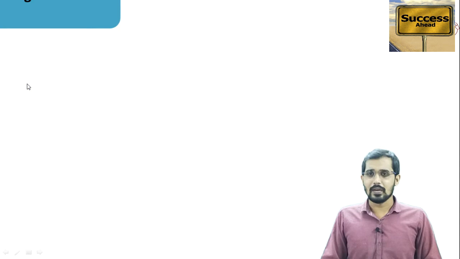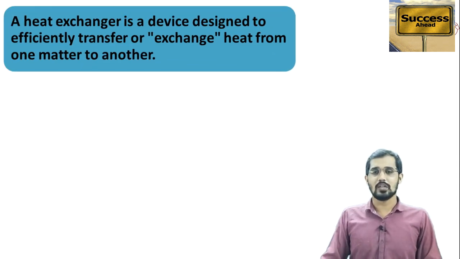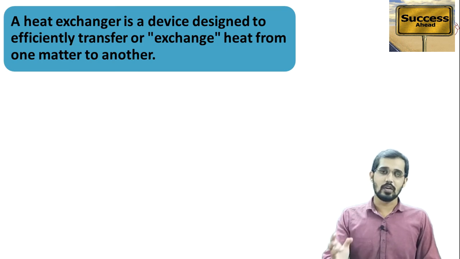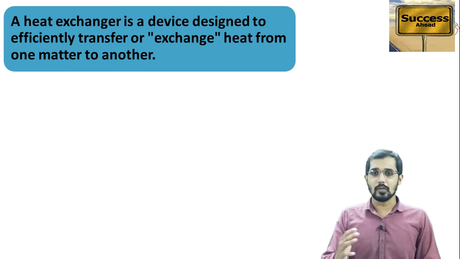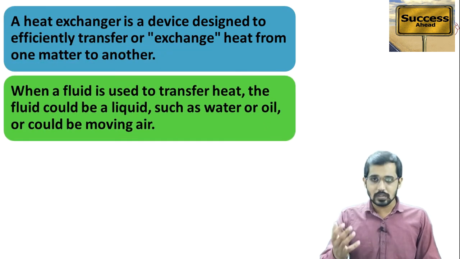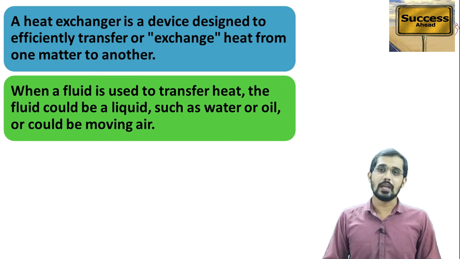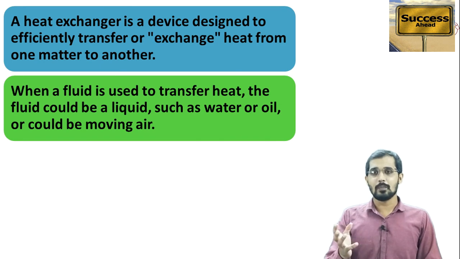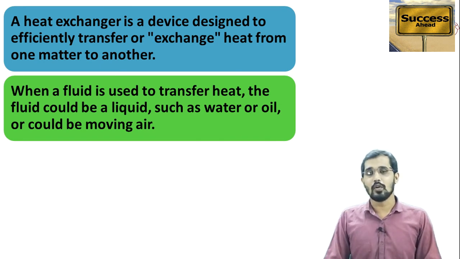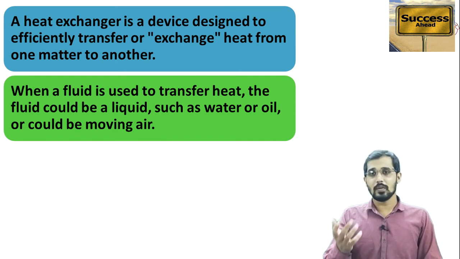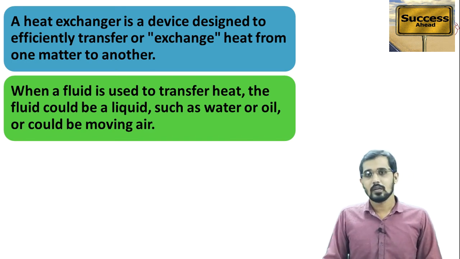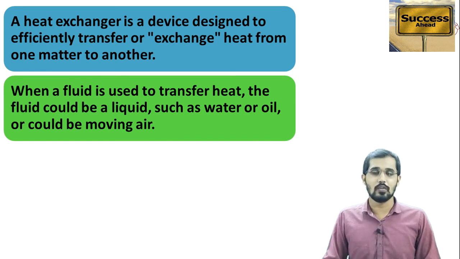Now I will revise what you have seen in the last lecture about the heat exchanger. As you can see on the screen, a heat exchanger is a device in which we exchange heat from the hot fluid to the cold fluid. The fluid we use for that purpose could be a liquid such as water or oil, or it may be in the gaseous phase like moving air. An example with moving air is humidification or dehumidification. In dehumidification we remove moisture from the air, and in humidification we increase the moisture in the air. This is the example for moving air, and it is a heat exchanger phenomenon.